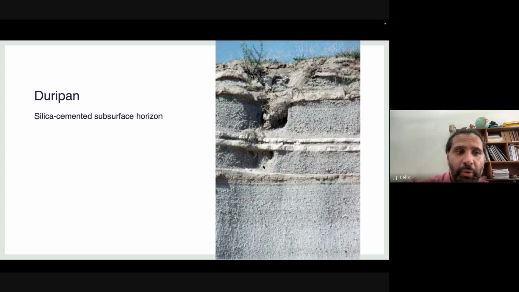In this case, we call this section a duripan. The duripan is formed by the cementation of silica. And as I said, the silica comes from a soil with a very high pH at the surface that induced the destruction of clay and the silica migration from the surface to subsurface horizons. It is not clay migration, it's only silica migrating. As calcium and potassium can migrate, silica also can migrate, but silica only migrates at very high pH.